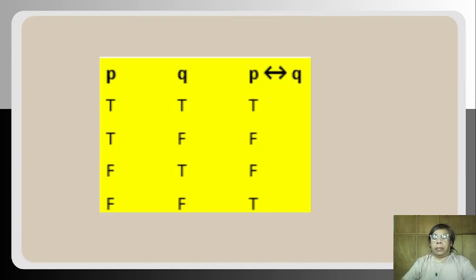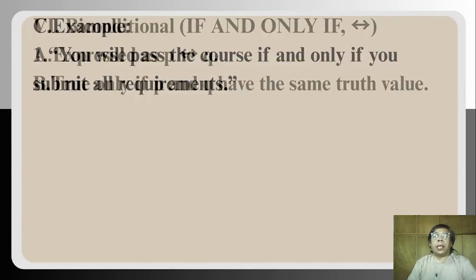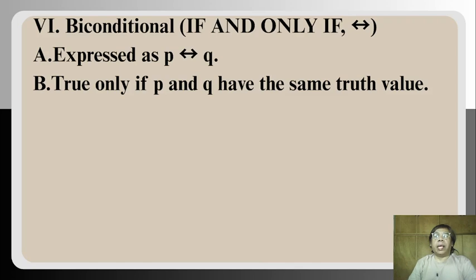So, the rule is, it is true only if P and Q have the same truth value. So, that will be the basis of our truth value.